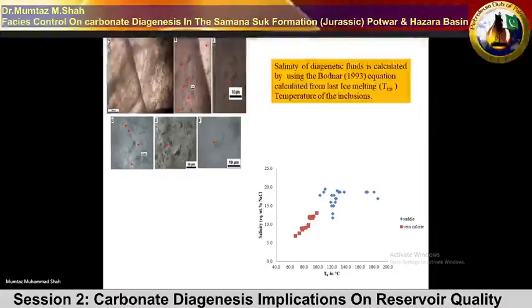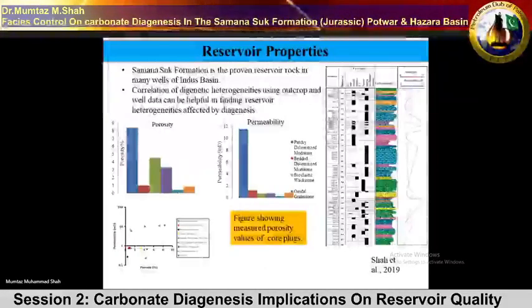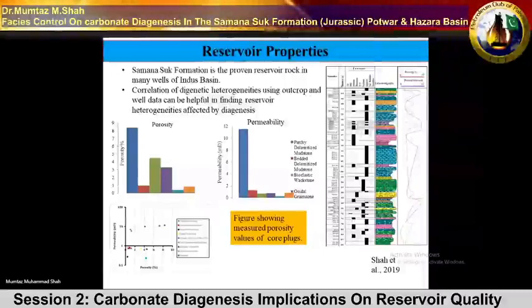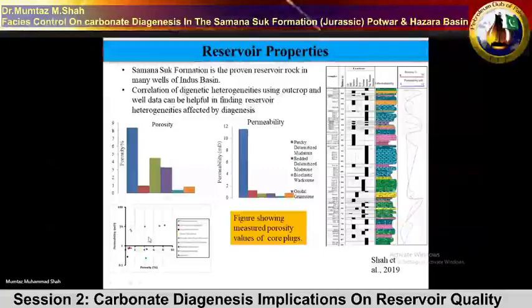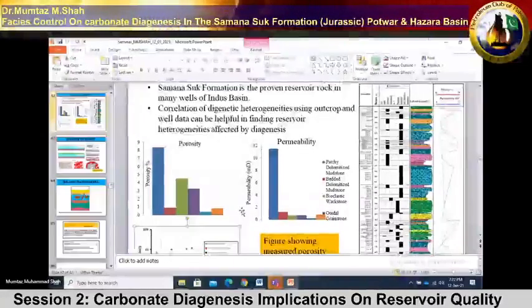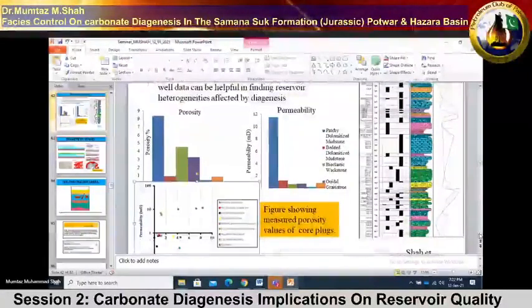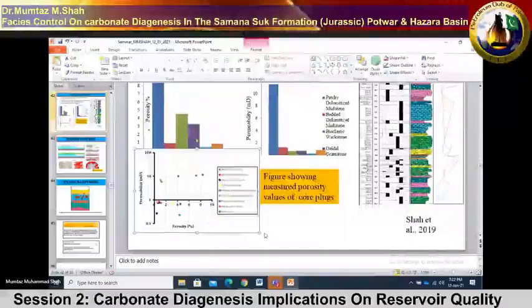Then it comes to the behavior of the reservoir properties, that is, how these various phases correspond to the porosity permeability distribution. So if you look at this particular figure, I need to enlarge it because it is not very clear. Sorry for this.